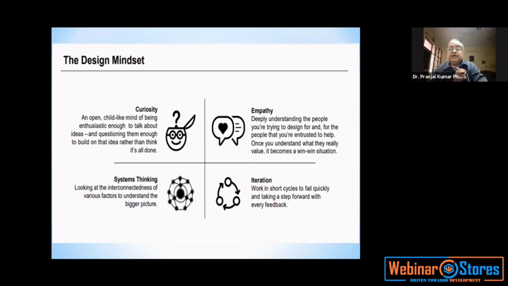Then you should have systems thinking. You should look at the interconnectivity of all the various factors due to which this problem statement or pain point has cropped up or become a specific problem. You should know how these various factors affect things, and you have to understand the bigger picture. Then iterations: work in short cycles and move forward in very small steps, so that you get early feedback before the whole thing comes together as a final solution.